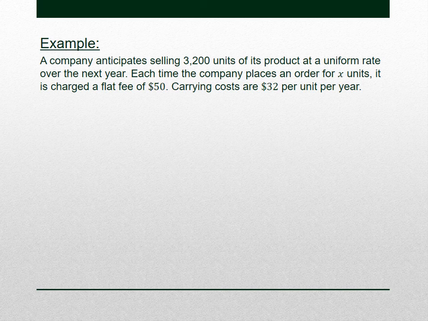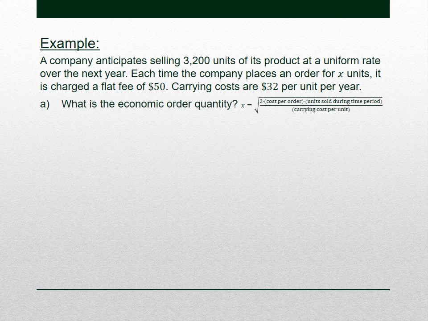Look at an example of this. So this says a company anticipates selling 3,200 units of its product at a uniform rate over the next year. Each time they place an order for X units, they're charged a flat fee of $50, and the carrying costs are given as $32 per unit per year. So we're asked, what is the economic order quantity, right? So remember, that's the order size that's going to minimize your cost. So all you have to do is plug in everything you know.